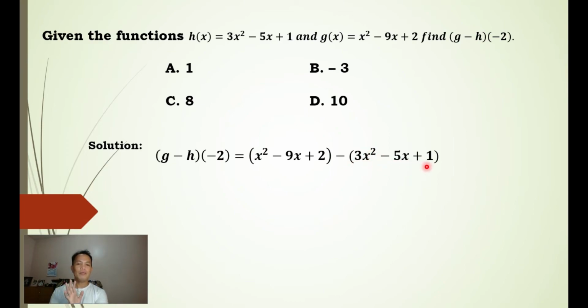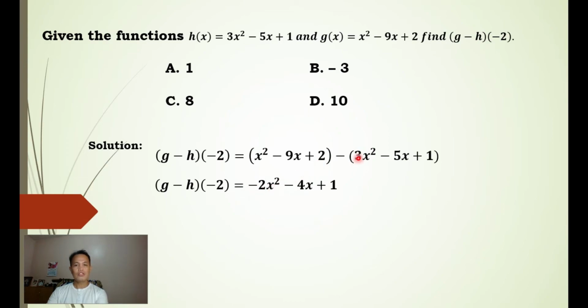Now we have to be very careful here because this is subtraction. Take note, this is subtraction. The rule on subtraction: we change the sign of the subtrahend and proceed to the rule on addition. Okay? So let's start combining like terms. The like terms are x squared and this 3x squared. So we subtract x squared minus 3x squared, that is negative 2x squared.